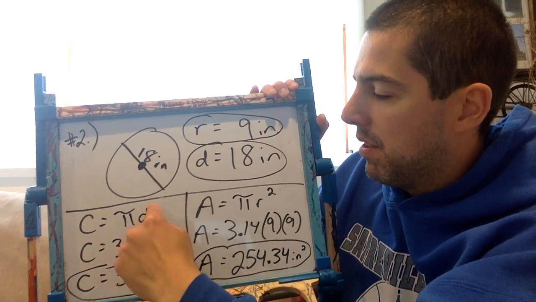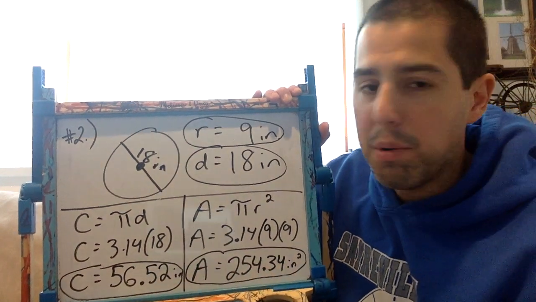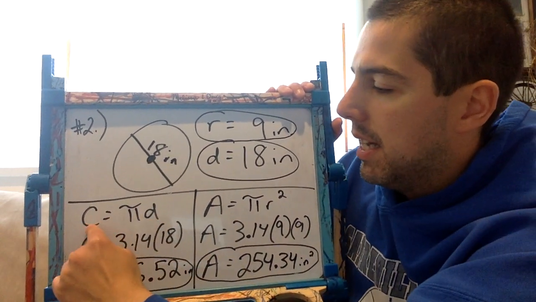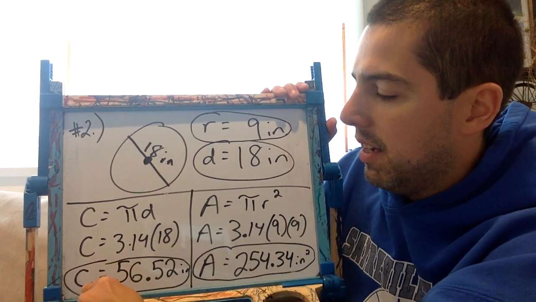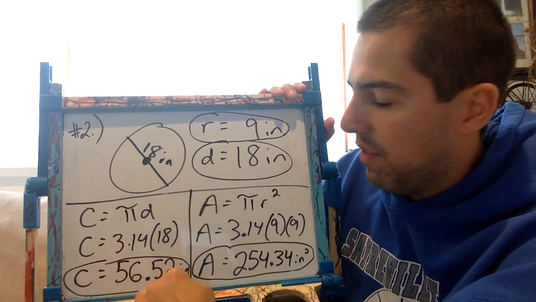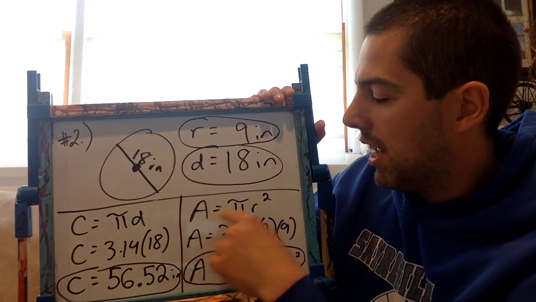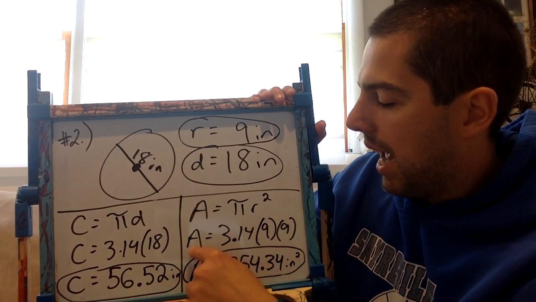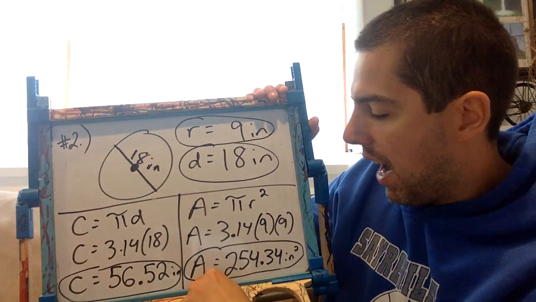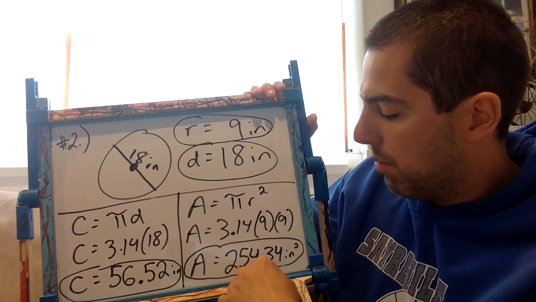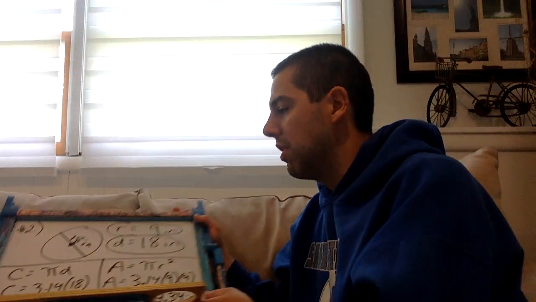So now I copy the formulas down, I substitute, and I solve, and I label my answers. For the circumference, it's C equals pi times diameter. Circumference equals 3.14 times 18. Circumference equals 56.52 inches. For area, the formula of a circle is area equals pi times radius squared. Area of a circle equals 3.14 times 9 times 9. And then area of the circle is 254.34 square inches. Since it's area, we label it in square units.